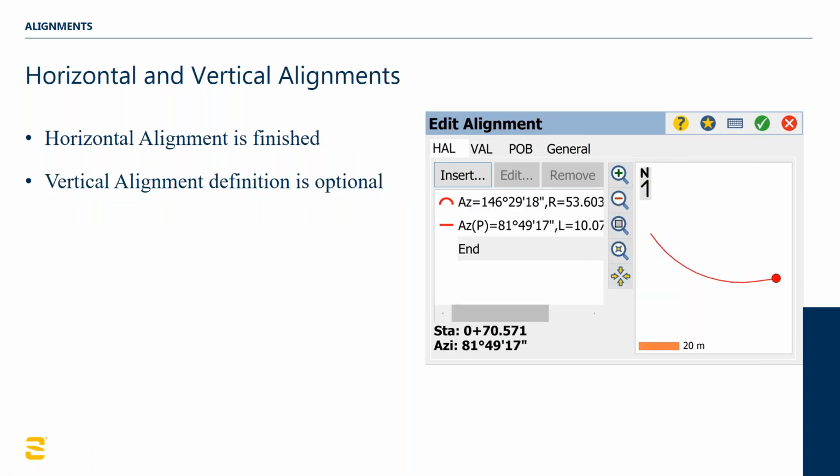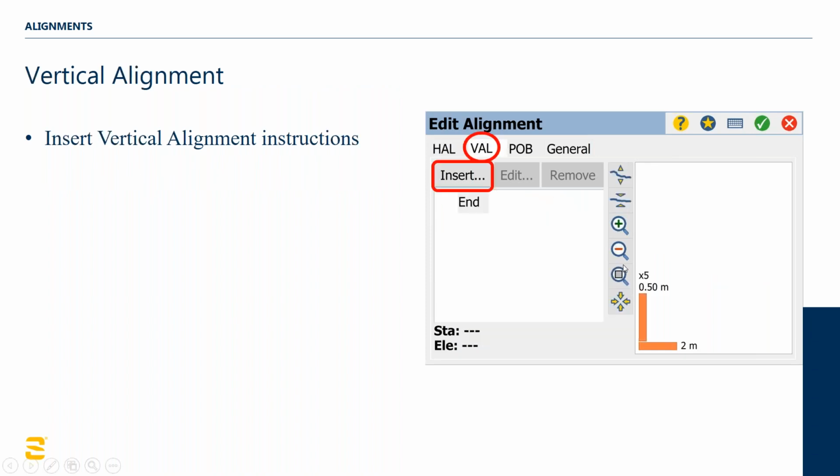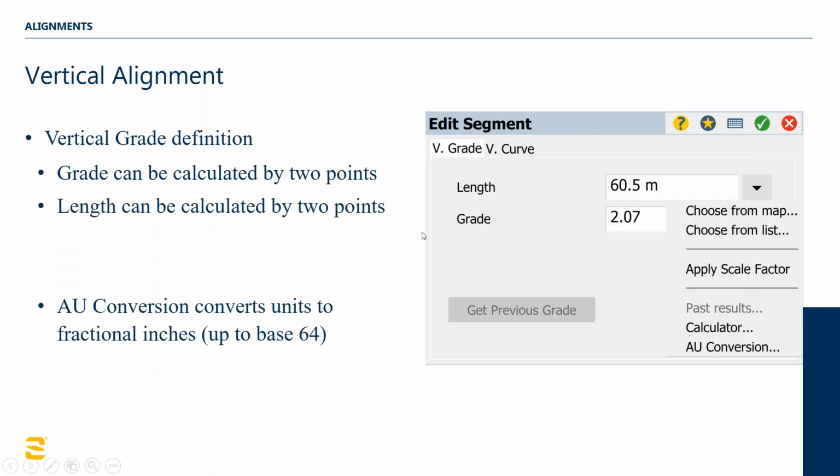So here you can see in my horizontal alignment, I've got 2 segments. I've got an arc and I've got a line defined. I'll now go on and define a vertical component to this alignment. Same thing as the horizontal, I insert. So here I can insert a vertical grade or a vertical curve, vertical grade obviously being a straight grade, and then the vertical curve to transition between grades.